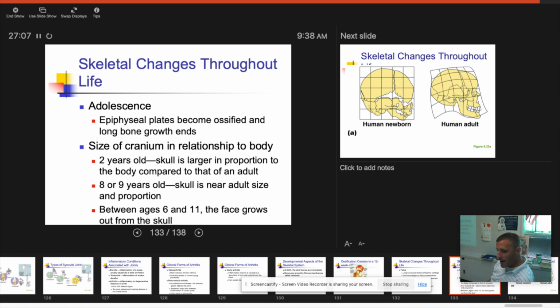Then from 6 to 11, and this next slide is going to show that, in a small child the jaw slopes back, so that the forehead and nose area are the prominent parts that are forward in the skull. But eventually the jaw moves out and forward, and that's when someone starts to look more like their adult self.